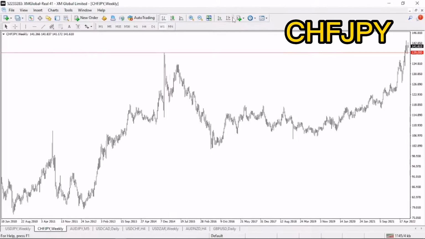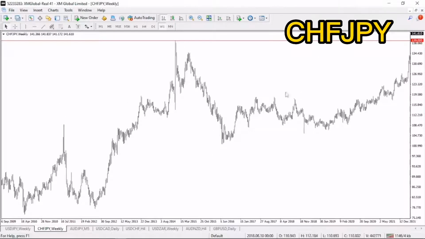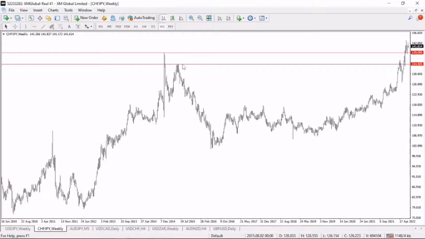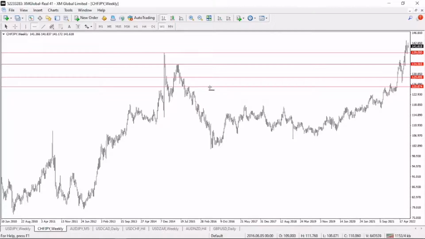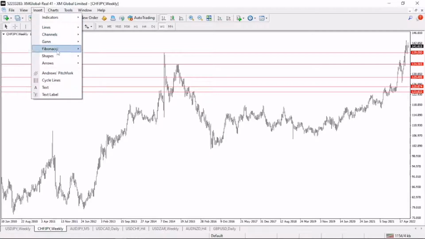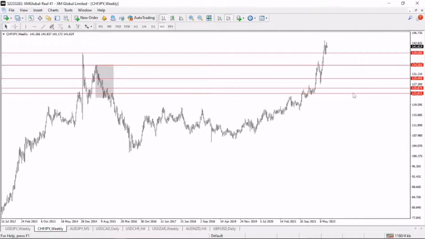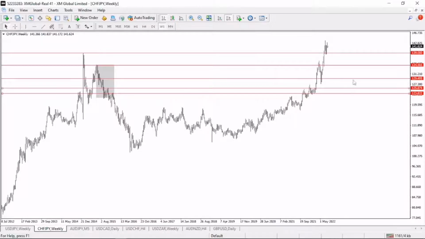Swiss franc versus the Japanese yen. So as you can see, we literally broke our recent highest high right there. So everybody that had sell orders right there, right here, and right here, they were literally taken out. As you can see to the far right, the price broke these levels. So I wouldn't say it was bound to happen, but it happened.